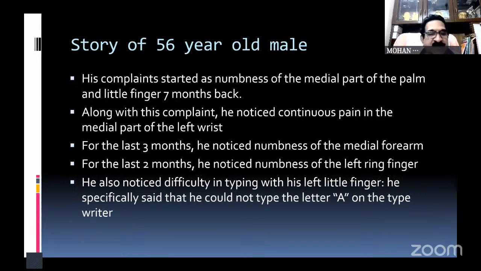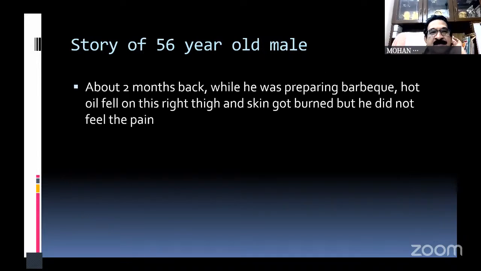So you use your little finger for typing A with the left hand, no? He says that he cannot type A. That's his complaint on the typewriter. Typing with his left little finger, he specifically said that he could not type the letter A on the typewriter. Other things he could type. About 2 months back, while he was preparing barbecue in the kitchen, the hot oil fell on the right thigh and the skin got burned, but he did not feel the pain at all.